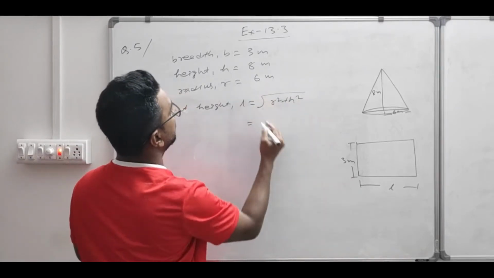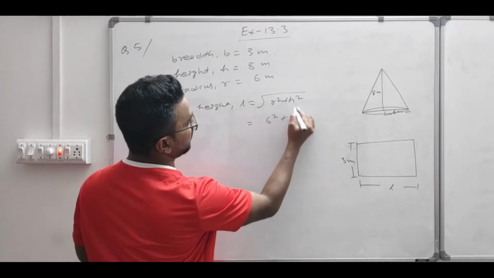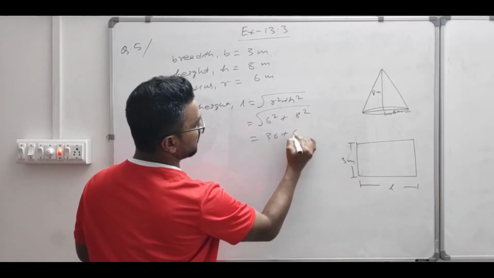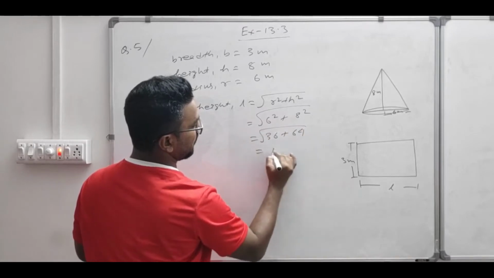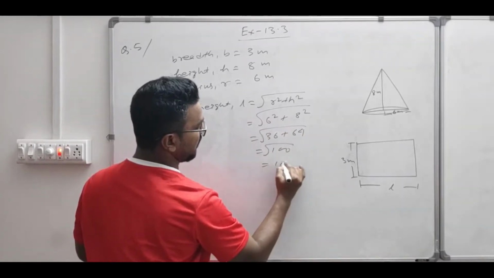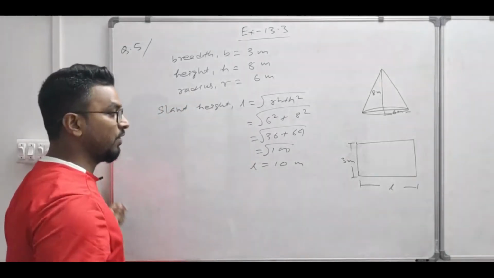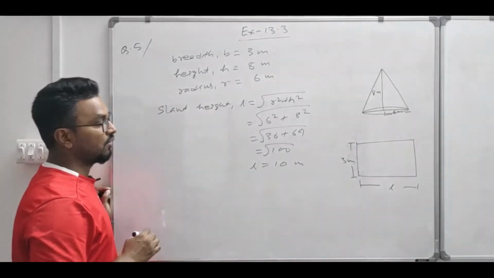So what is R? R is 6 square and that is 8 square. So this will become 36 plus 64. It will become 100. Root of 100 is 10 meter. So slant height is how much? 10 meter. Now we have to find the curved surface area of cone.